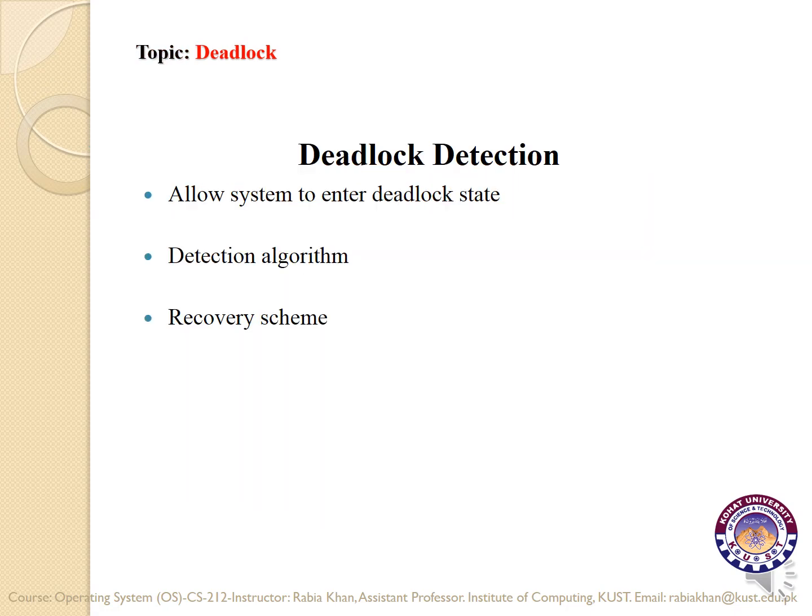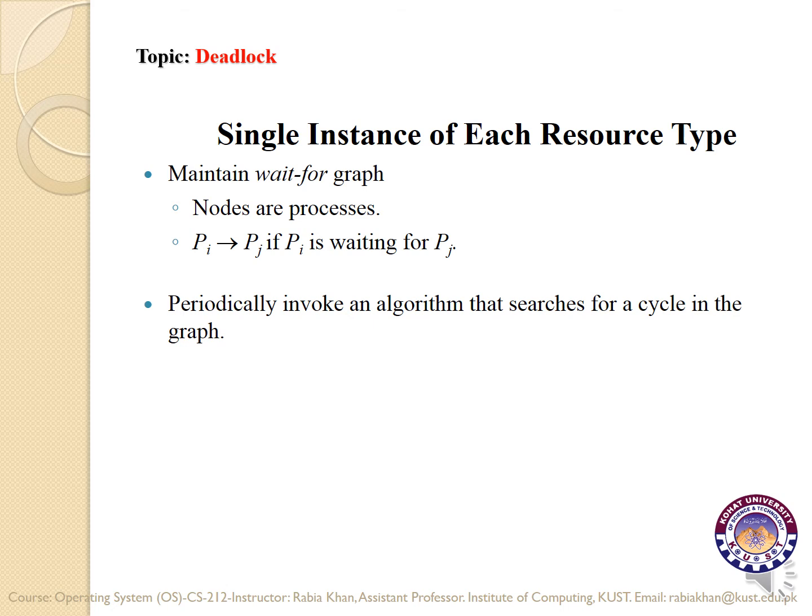Deadlock detection works to look for circular wait in the resource allocation graph. After detection of deadlock, we would look for the schemes to recover from deadlock. For the single instance of resources in the resource allocation graph, we would try to reduce it to a wait-for graph.